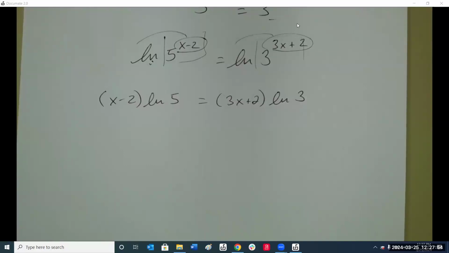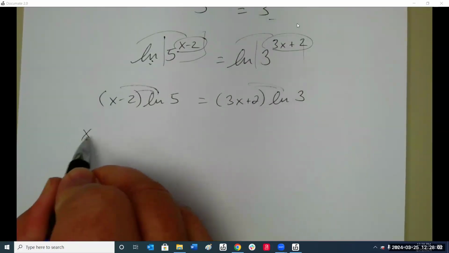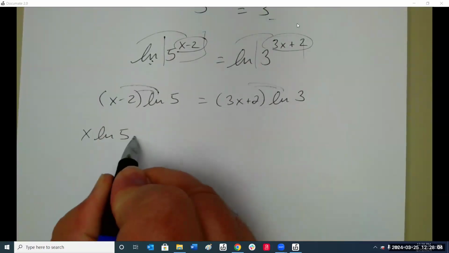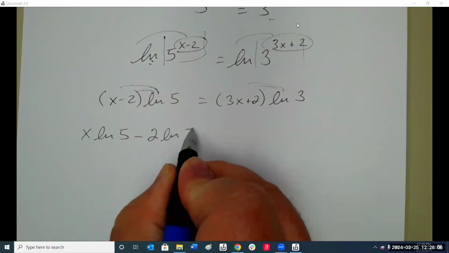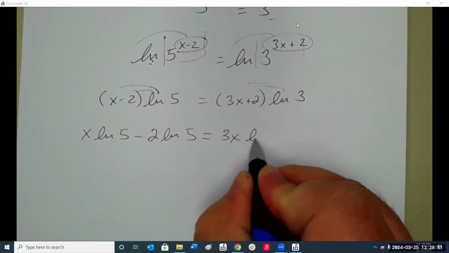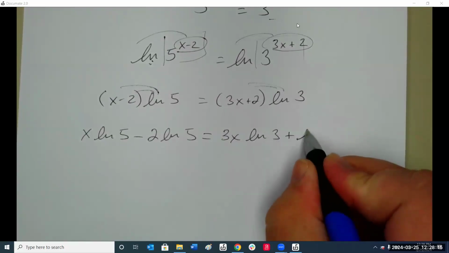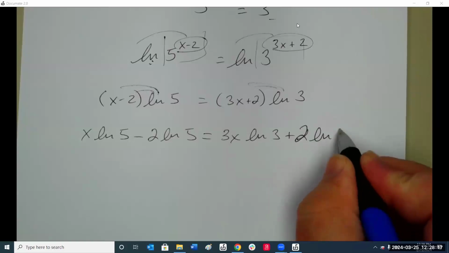We have to isolate the x. So we have to get rid of the parentheses first. Distribute both of those. x ln 5 minus 2 ln 5, 3x ln 3 plus 2 ln 3.